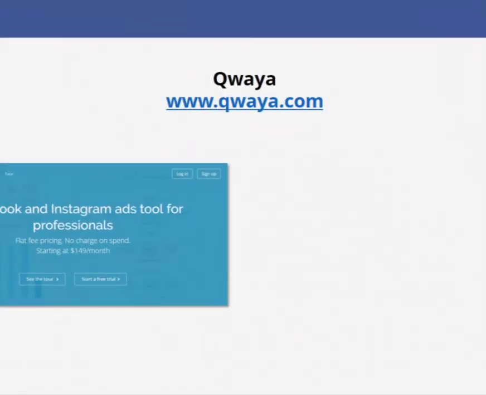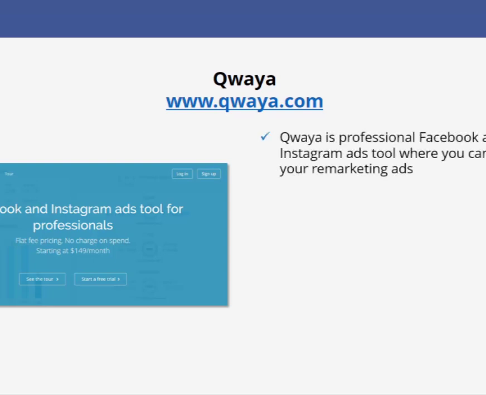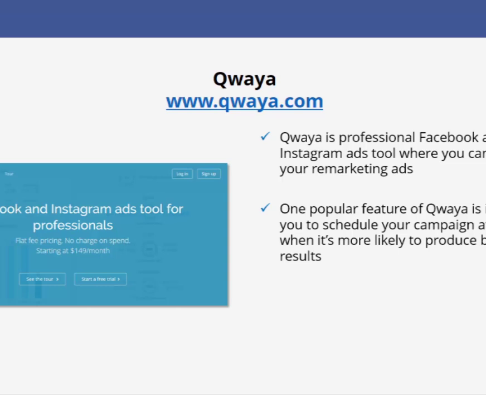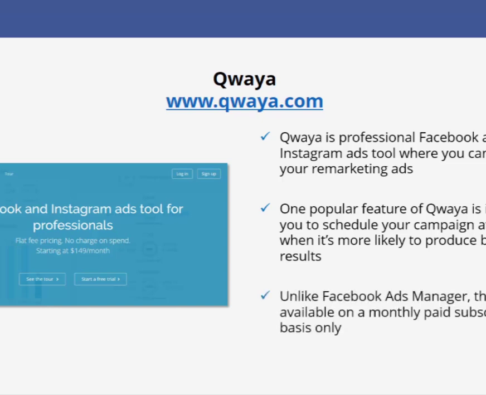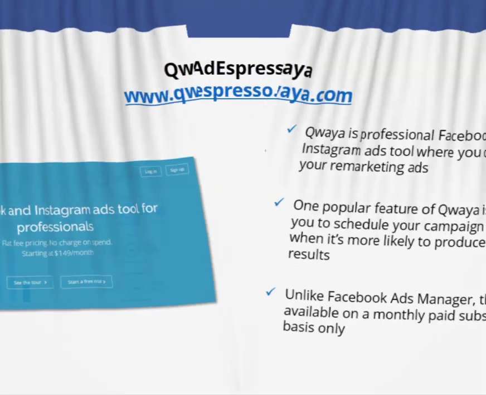Quaya. www.quaya.com. Quaya is a professional Facebook and Instagram ads tool where you can track your remarketing ads. It is specifically designed for media marketing experts with a wide variety of features like A/B testing, campaign analysis and management, engagement analytics, multi-channel marketing, and third-party integration. One popular feature of Quaya is it allows you to schedule your campaign at times when it's more likely to produce better results. Unlike Facebook Ads Manager, this tool is available on a monthly paid subscription basis only. Prices start from $149 per month.